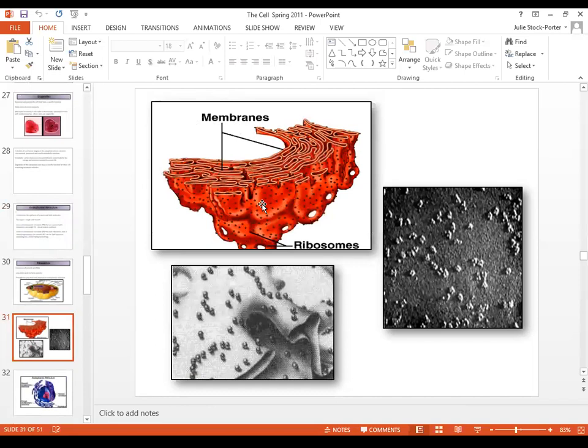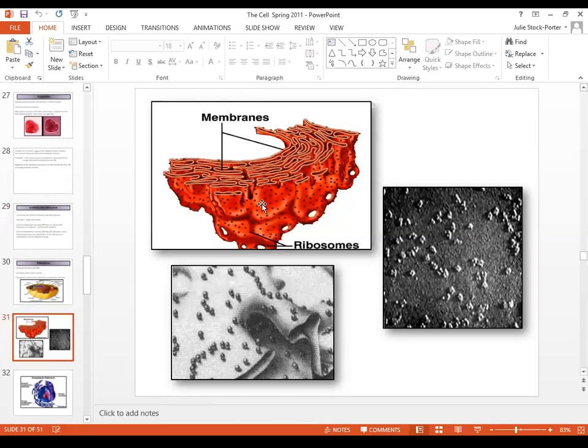When we look at the rough endoplasmic reticulum, it is the site of protein synthesis, which means this is the building inside the cell that we're going to build proteins in. It doesn't build proteins, it is the place that we build proteins. So the first thing you have to know, rough endoplasmic reticulum, it is dotted with ribosomes. It is the site of protein synthesis.